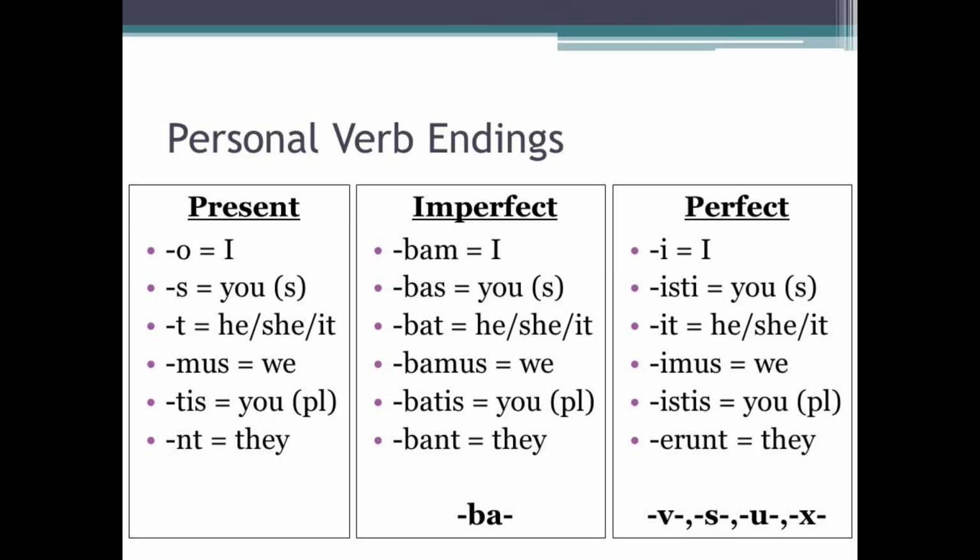The present tense ends in o/m, s, t, mus, tis, nt. The imperfect is bam, bas, bat, bamus, batis, bant. And notice the repetition of ba in the imperfect. And the perfect tense ends in i, isti, it, imus, istis, erunt. And perfects can be recognised by the letters V, S, U or X before the personal ending.